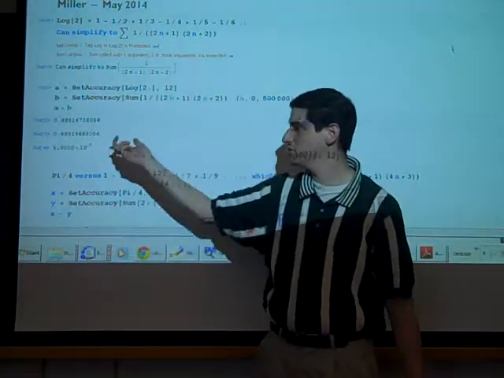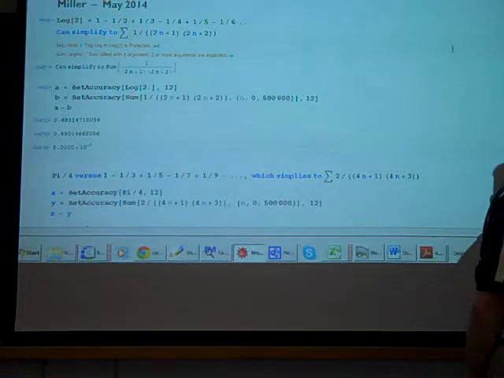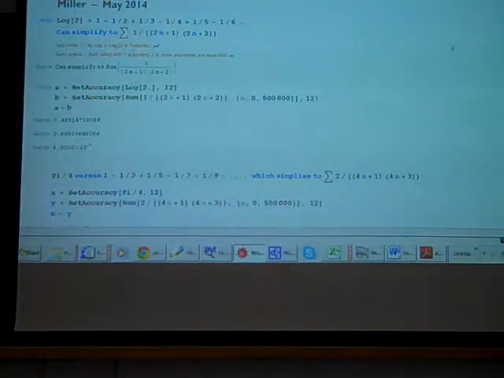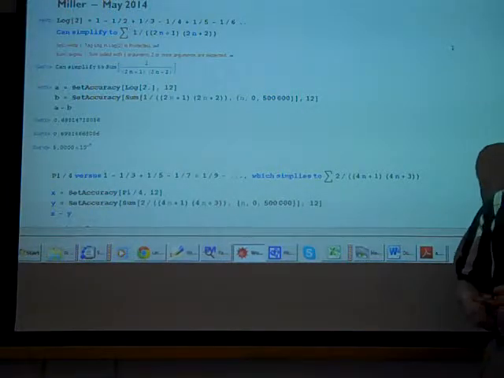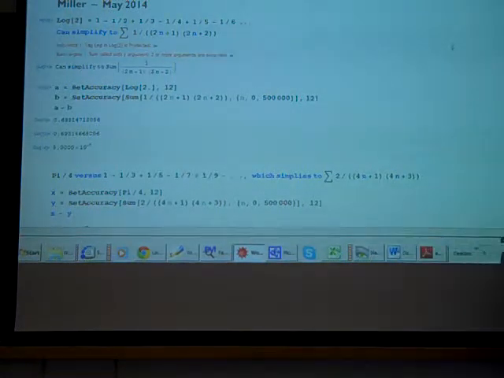I expect to be about 6 digits, and 5 times 10 to the negative 7, I'm right there. So this gives you a really good idea of: does the series converge? What does it converge to? How much is your error? This is a very slowly converging formula.